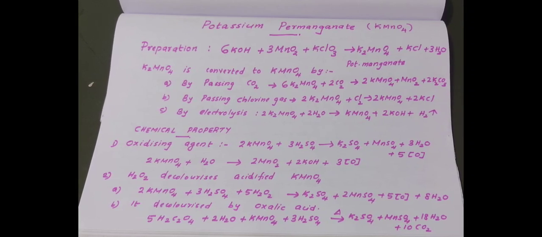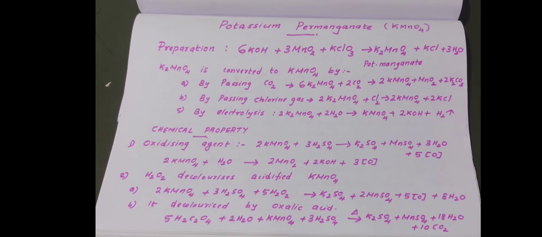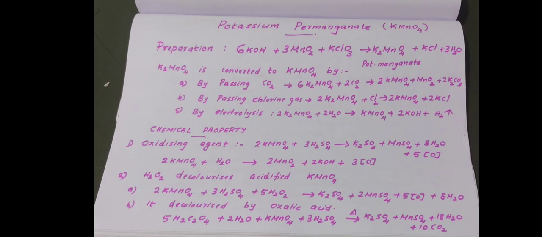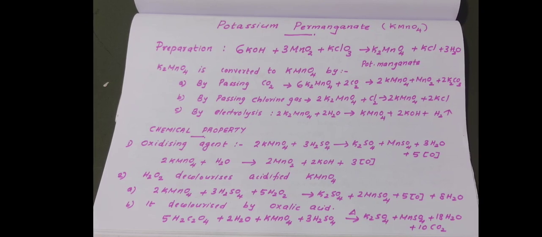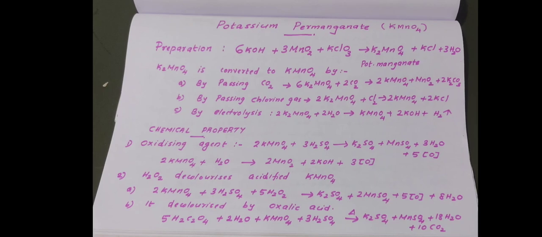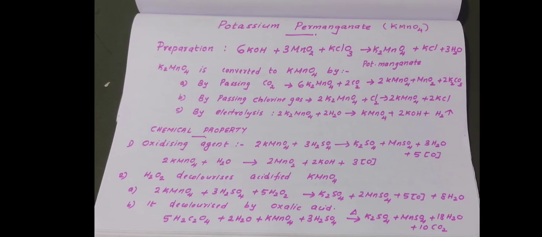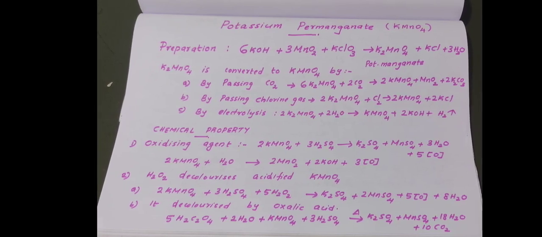Then second one, hydrogen peroxide decolorizes acidified potassium permanganate. 2KMnO4 plus 3H2SO4 plus 5H2O2 gives K2SO4 plus 2MnSO4 plus 5O plus 8H2O. So hydrogen peroxide decolorizes potassium permanganate in the presence of acidic medium. It also liberates 5 molecules of nascent oxygen.